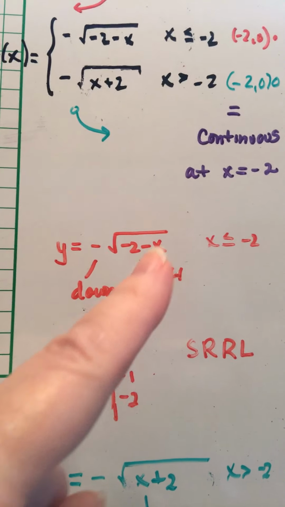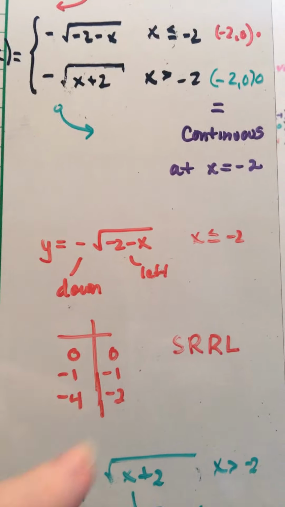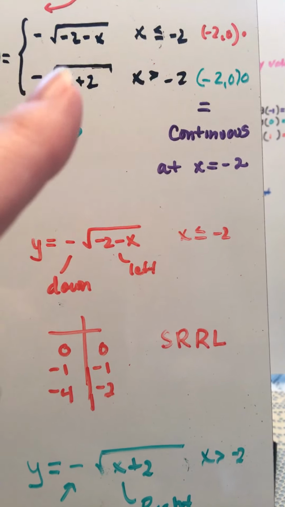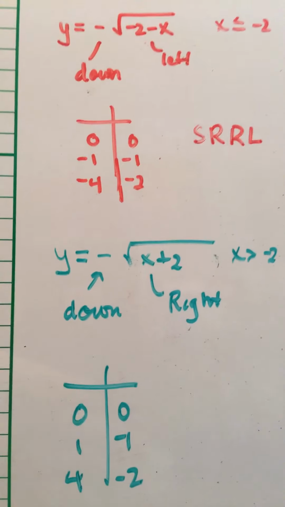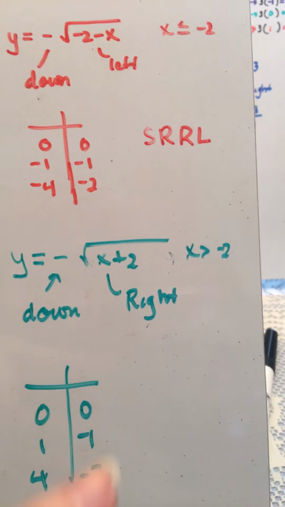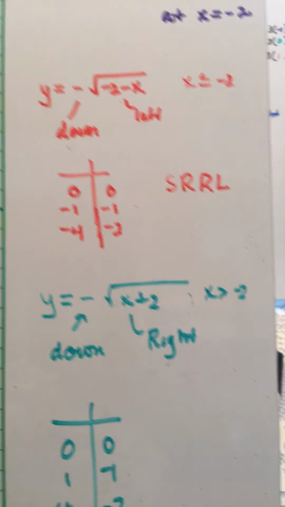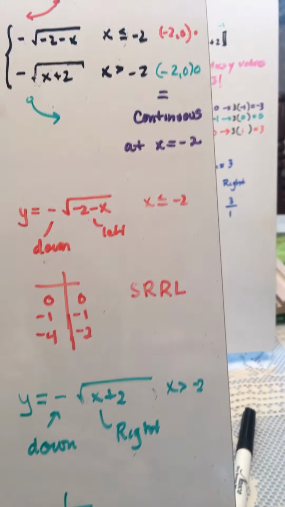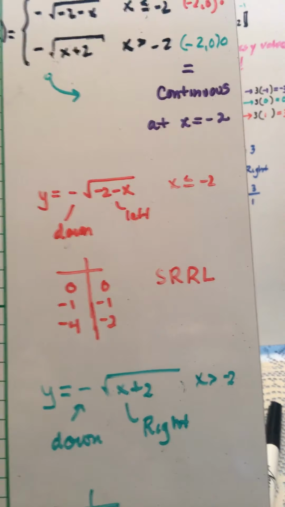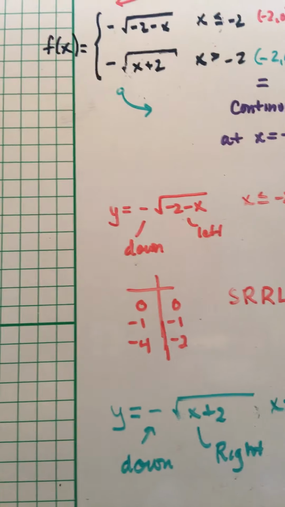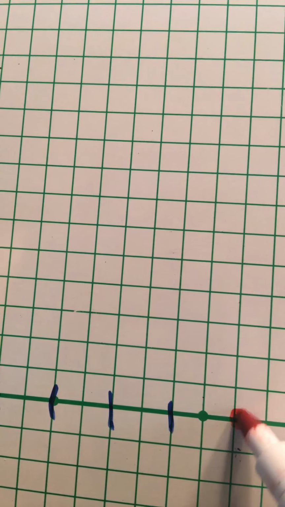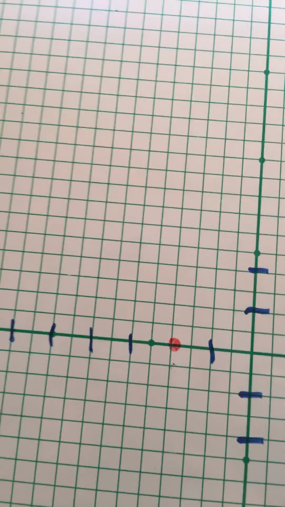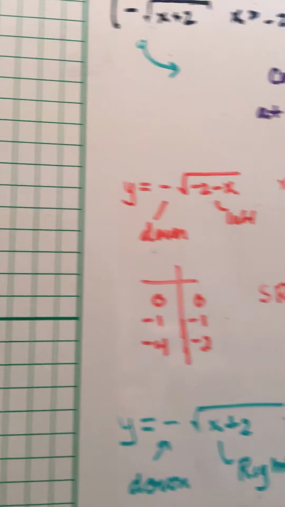My red one is going to open left and down, so everything's negative. My right one is going to open right and down, so the x coordinates are positive and the y values are negative. And so we see that they shared -2, 0. So I'm going to come here, and again, because it's been glumming up my pens, I'm going to put -2 there.